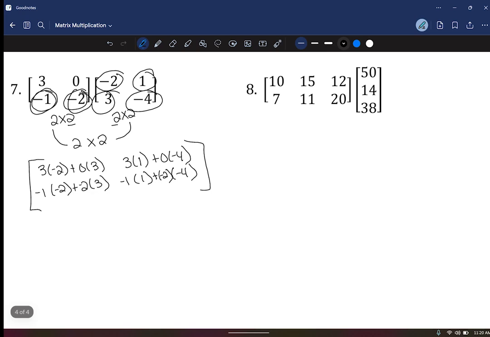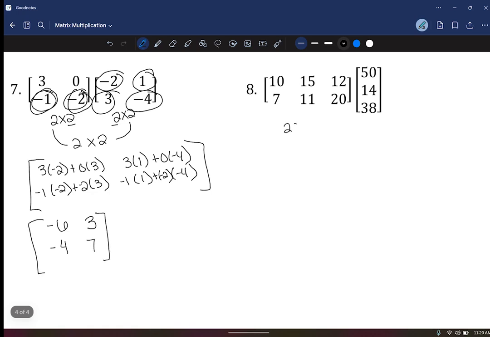So I have negative 6 plus 0 is negative 6. 3 plus 0 is 3. 2 minus 6 is negative 4. And negative 1 and 8 make 7. And I did end up with a 2 by 2.